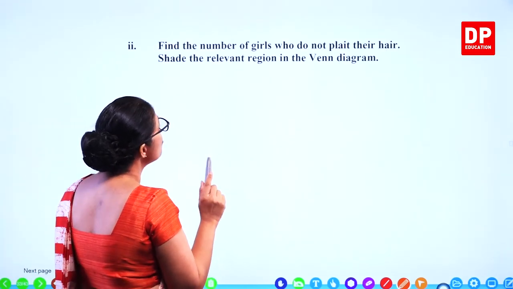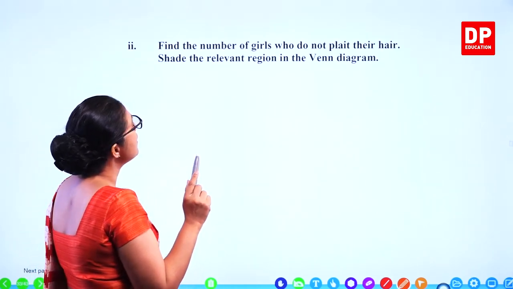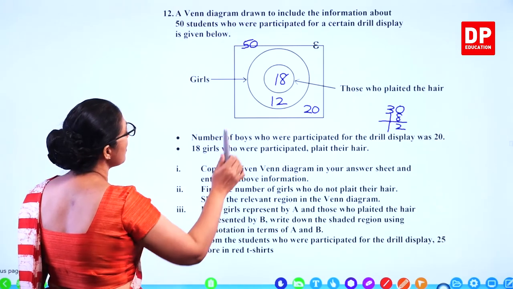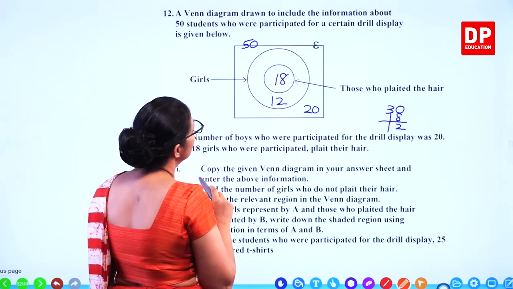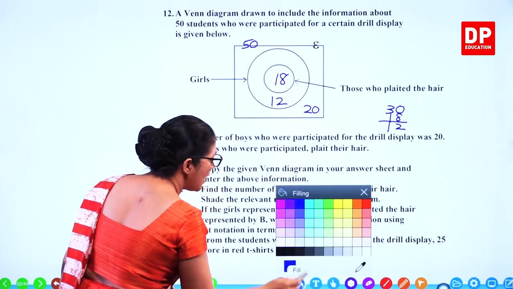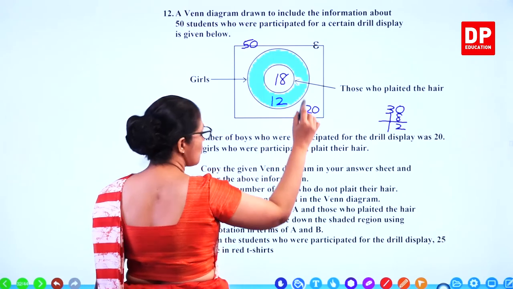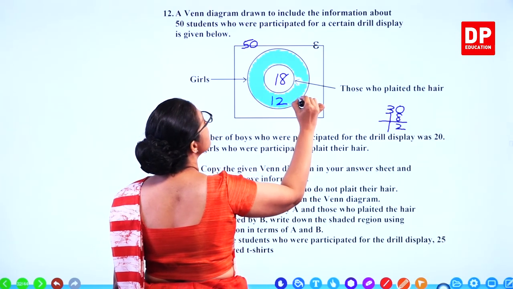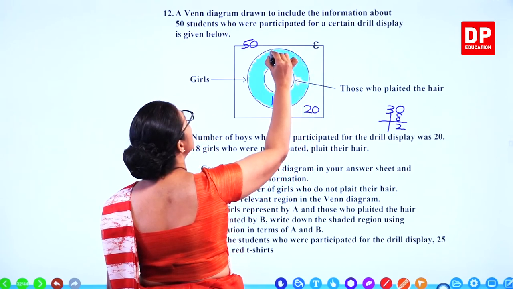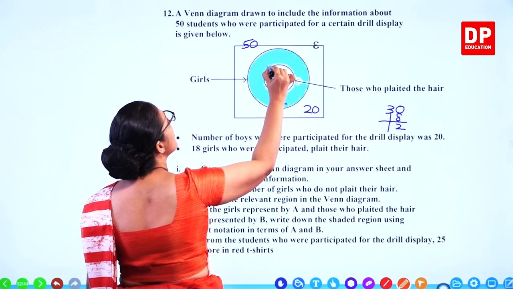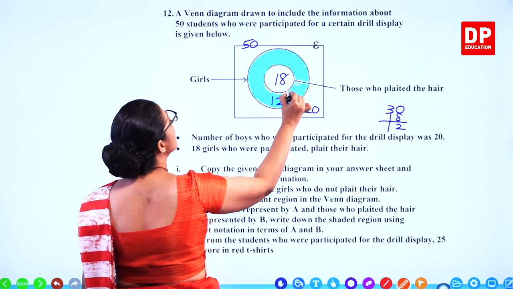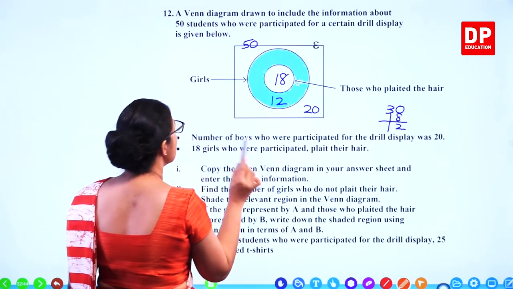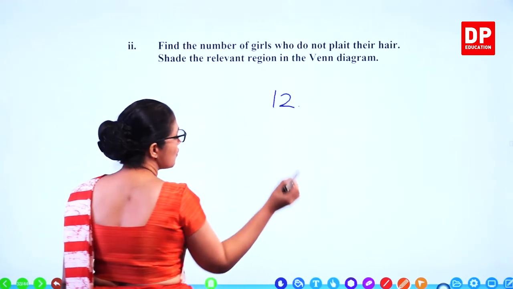Find the number of girls who do not plait their hair. Shade the relevant region in the Venn diagram. So find the number of girls who do not plait their hair. Do not plait their hair, that's 12. So we need to shade this region. So we'll shade it. So this part. So we can shade this region as the girls who do not plait their hair. This part. So that's this part. Now, what's the number? That's 12.